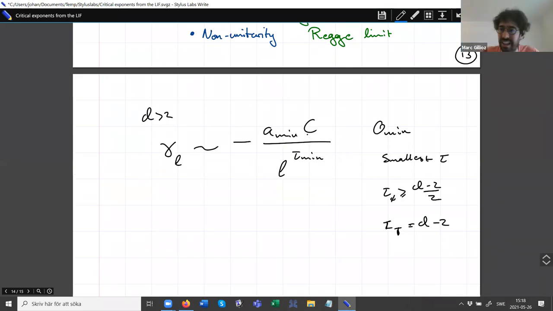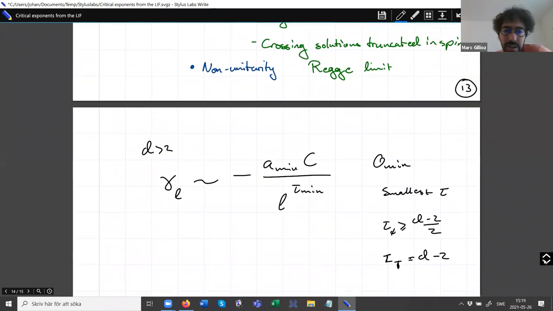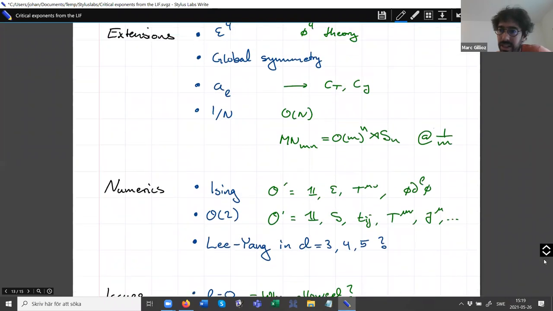Hi, Johan. I have a simple question. Do you have a way to establish a connection with ordinary perturbation theory? Because in 5.4, I believe there are results up to epsilon to the fifth, right? For the beta function, anomalous dimension, stuff like that. It's even better than that.